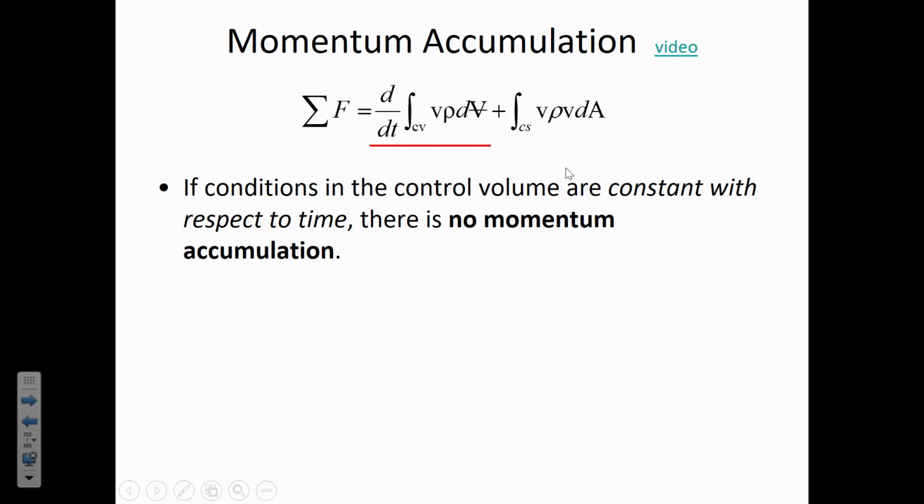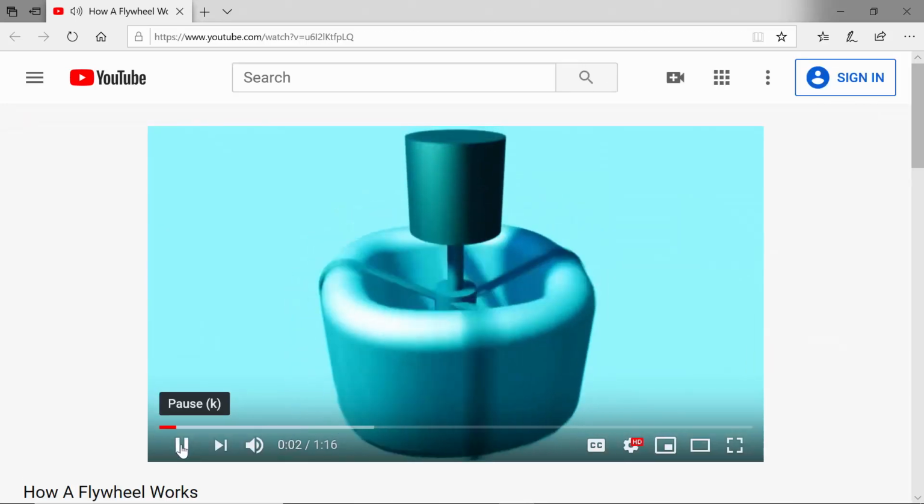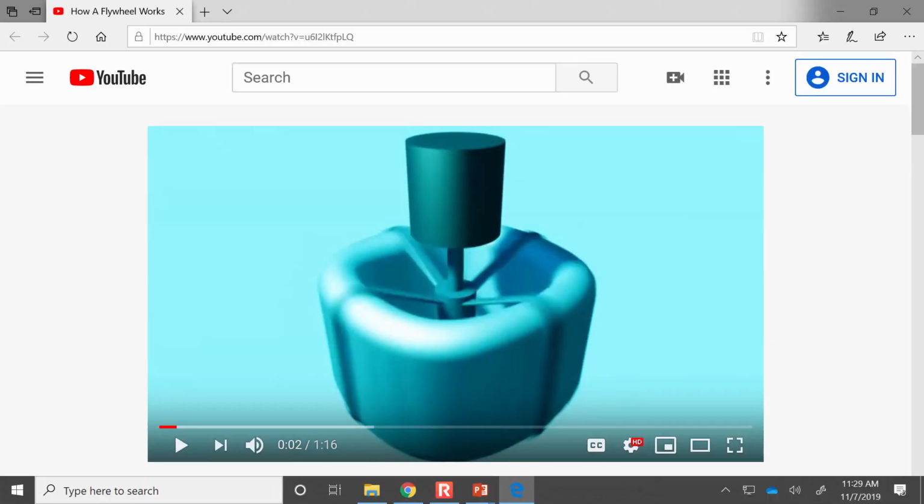Usually there will be no momentum accumulation, and so we can simplify and cancel out that term. Energy storage flywheels are an exception to that.